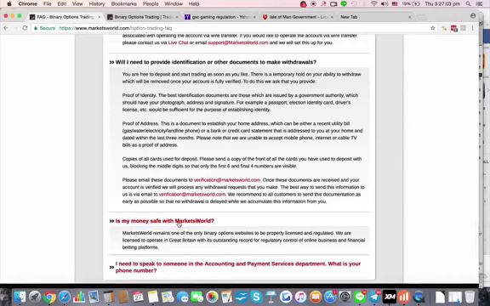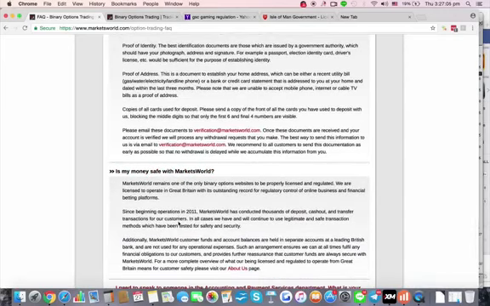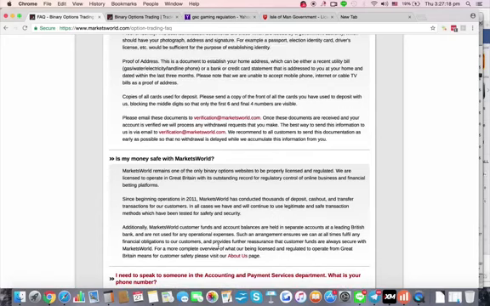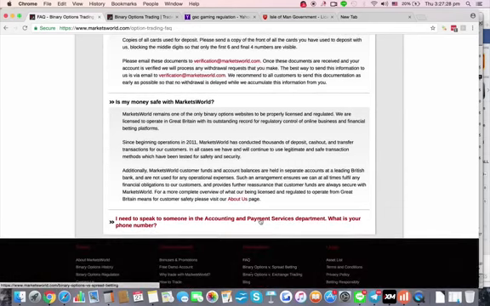Is money safe in Markets World? The only binary options website to be properly licensed and regulated. One of the only, okay, and in Great Britain that is. So they've conducted thousands of deposit, cash out and transfer requests, and all are held in separate accounts at a leading British bank, not used for any operation expense. And so we can always do, what they mentioned, the run on the bank.